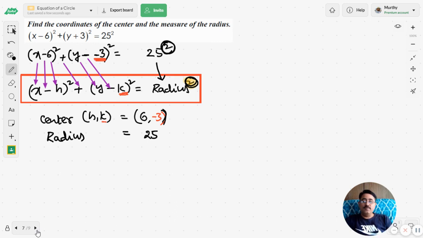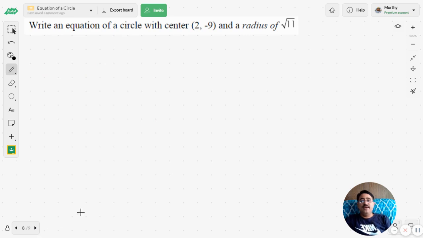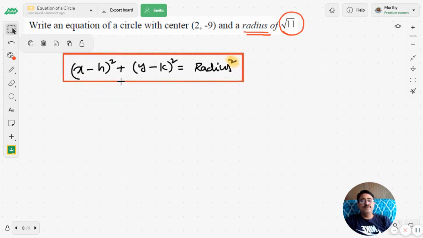So let me jump to the next question really quick. Write an equation of a circle with center 2, negative 9 and radius square root of 11. The only thing different in this question is that the square root of 11 is given. Otherwise, it's a pretty normal question. So again, back to the basics.